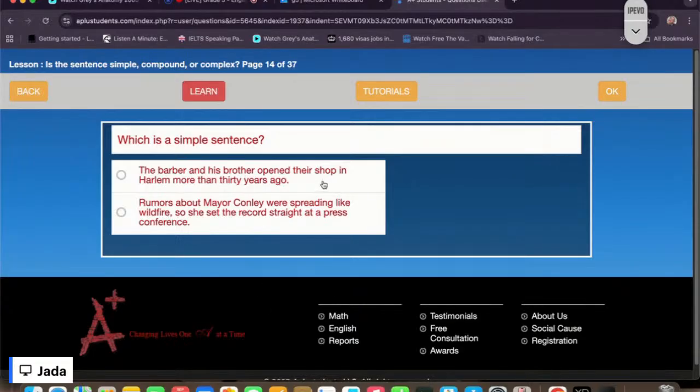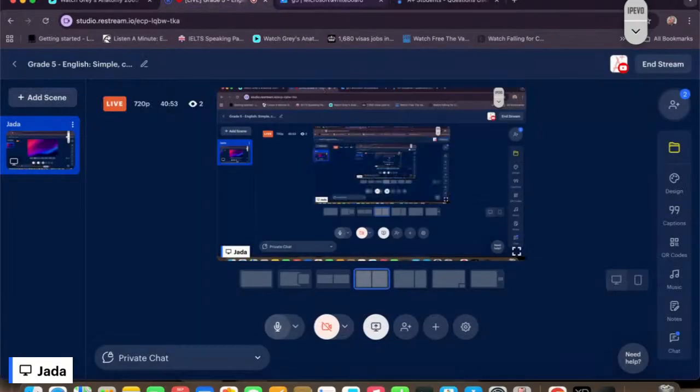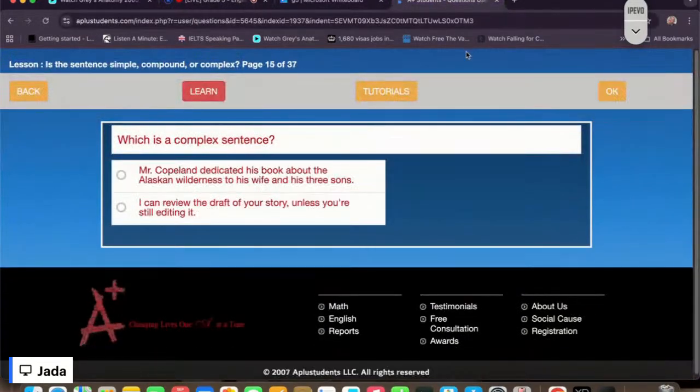So simple sentence, we have: the barber and his brother opened their shop in Hamlin more than 30 years ago. Alright, so we have the first one. So that's it for the lesson on simple, compound, and complex sentences. Can you tell me if you have any questions?